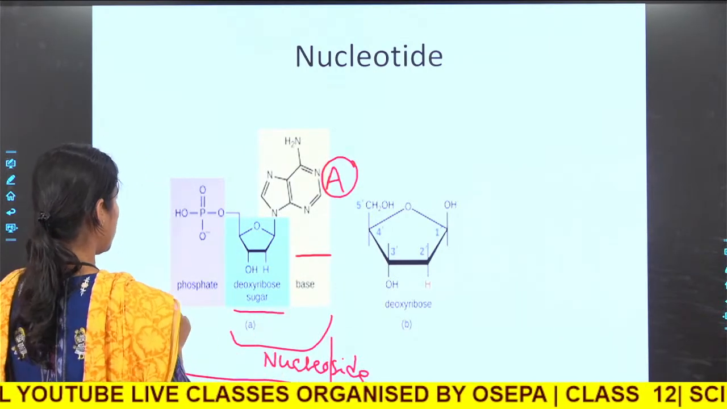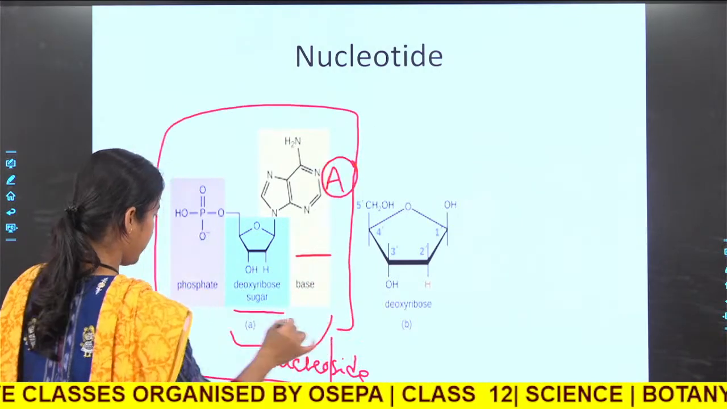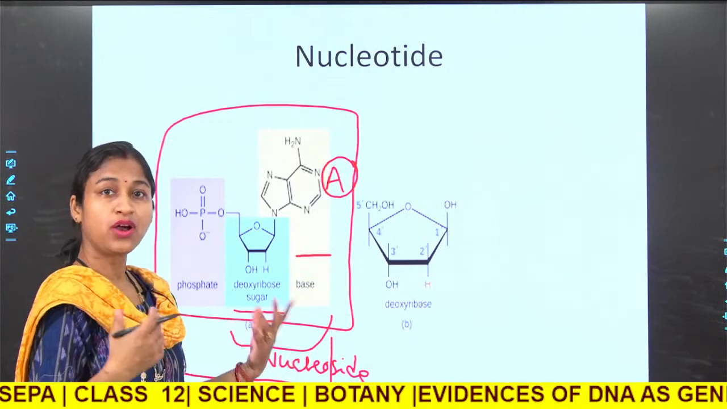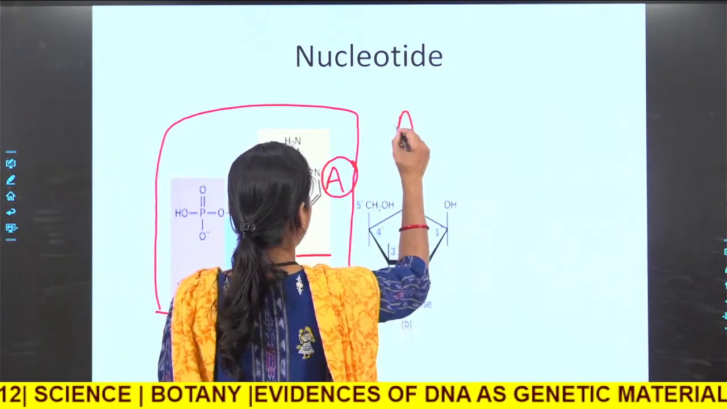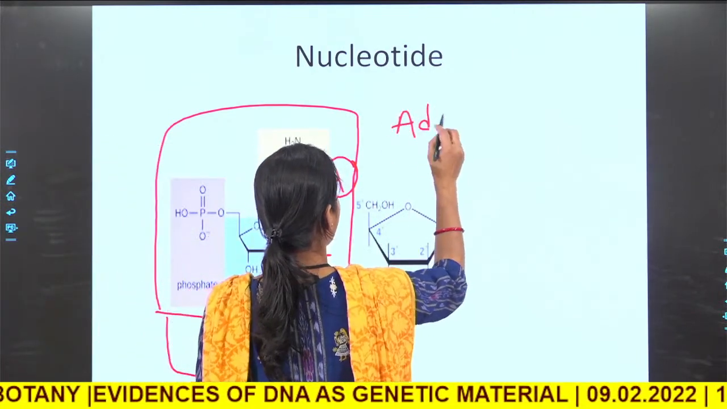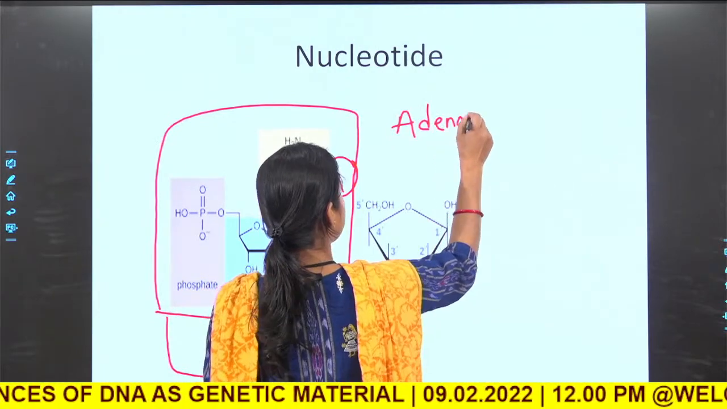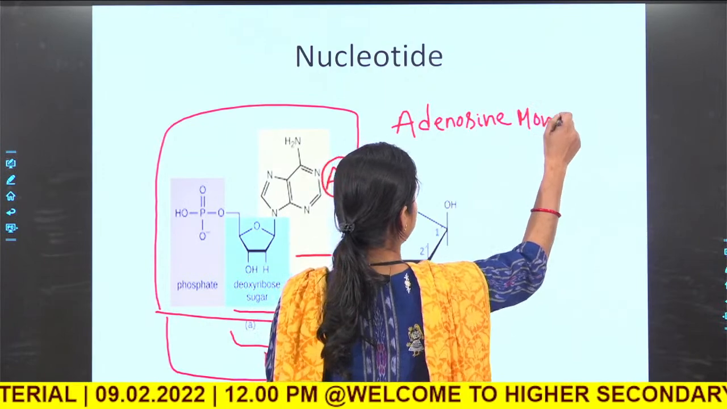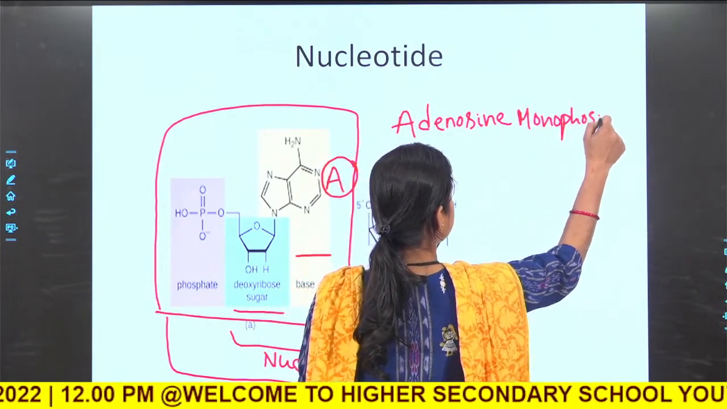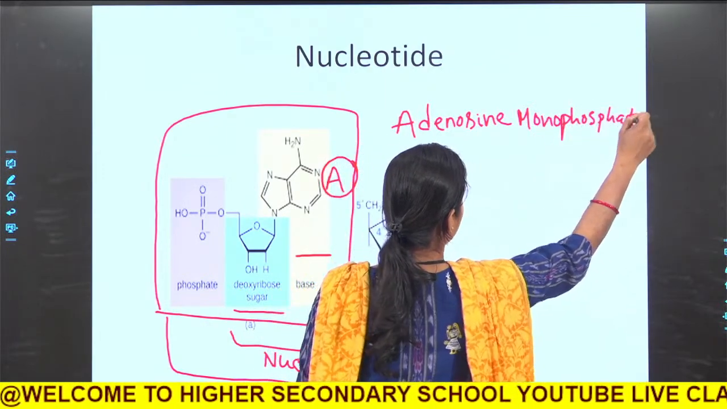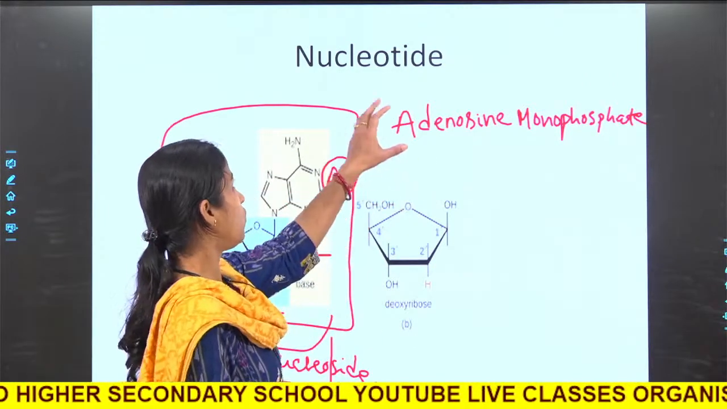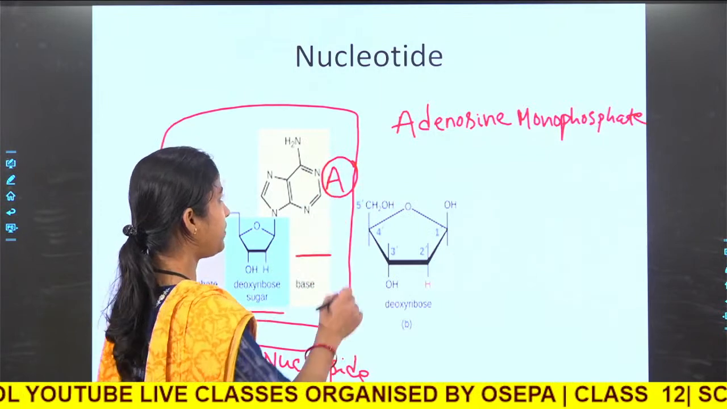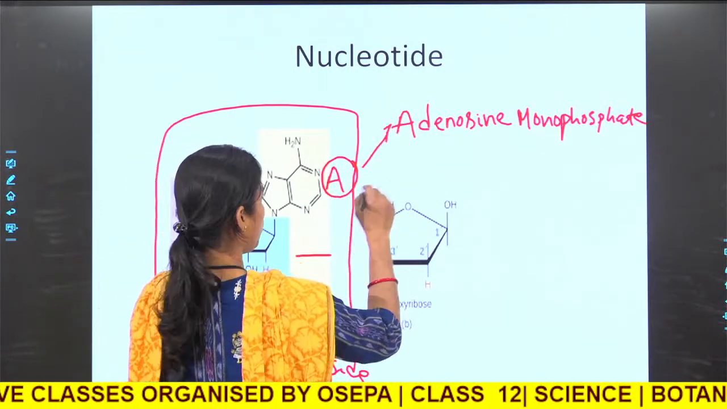So, this is the complete unit of a nucleotide, and what is this being called? This nucleotide is called adenosine monophosphate. So, the nucleotides are read like this. They are always nucleoside monophosphate. In case of adenine base, it is adenosine monophosphate.